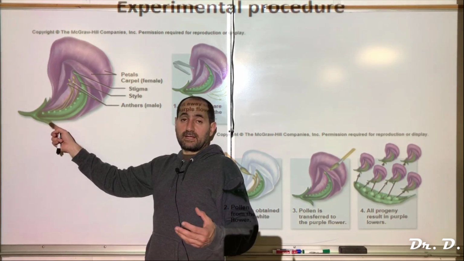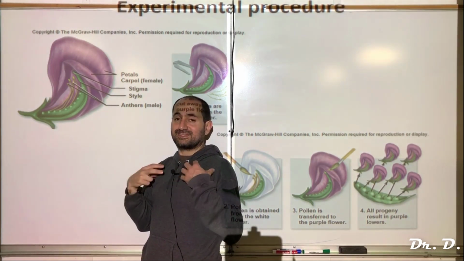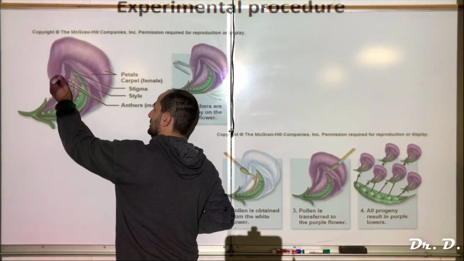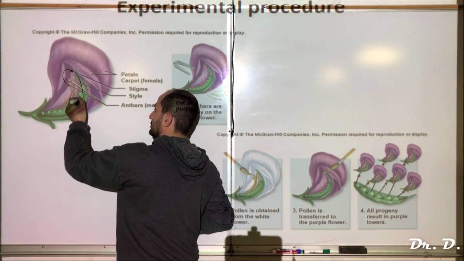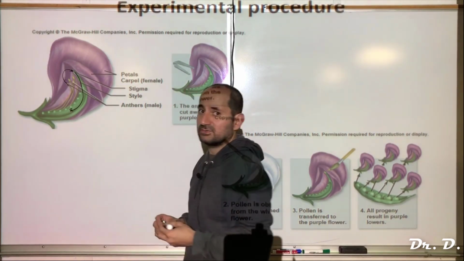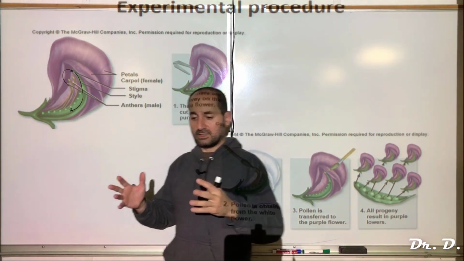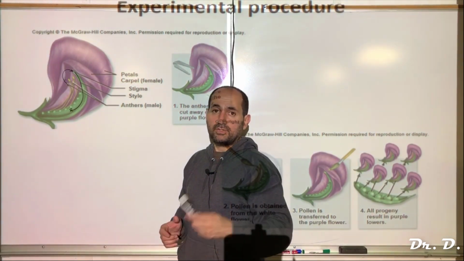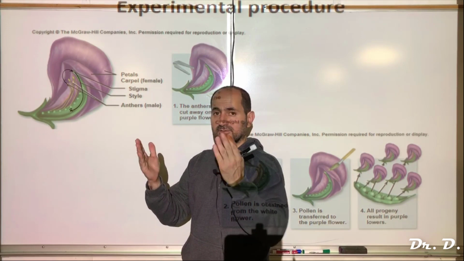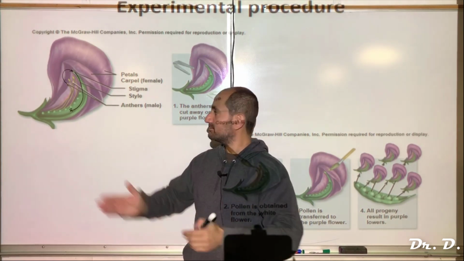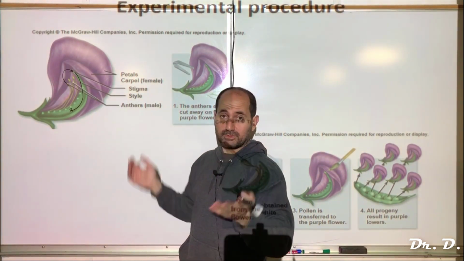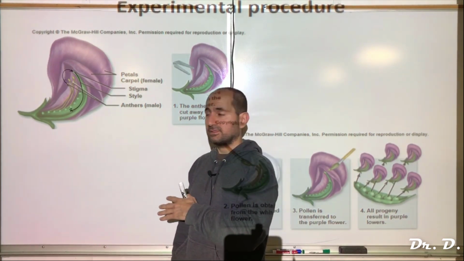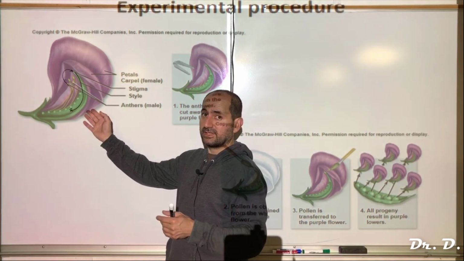So flowering plants can self-fertilize. What does that mean? Sperm is produced here, travels to here, travels down, and fertilizes eggs. You don't need more than one plant to have offspring. Okay, it's not like humans. Humans, you need a male and a female to mate, and then you have offspring. With plants, you just need one plant. One plant has the sperm, the same plant has the eggs, and that plant can fertilize itself.